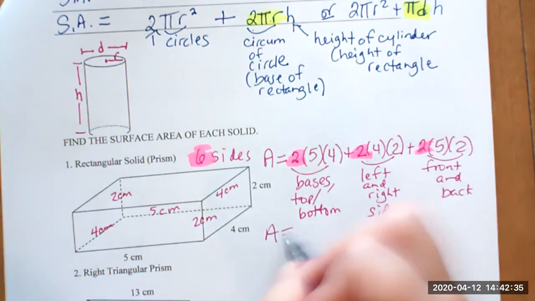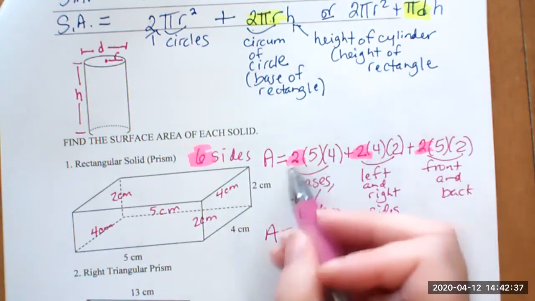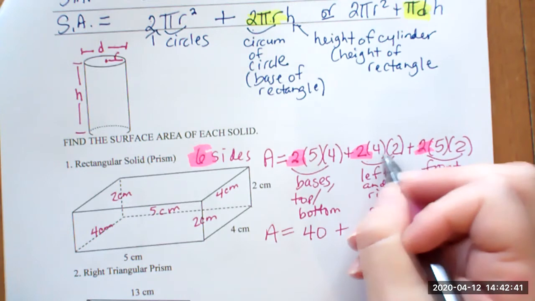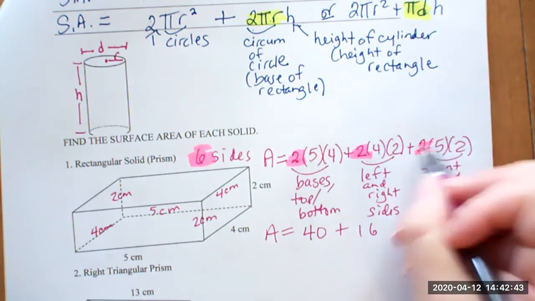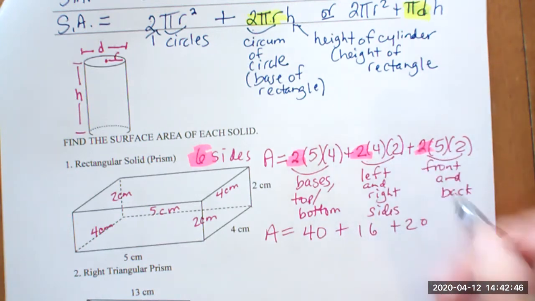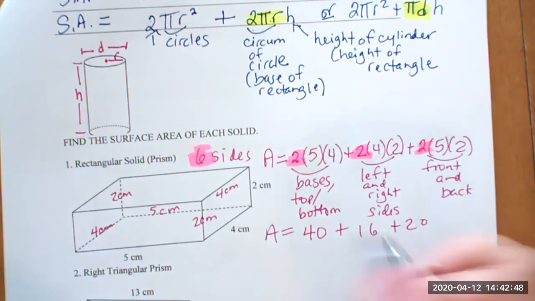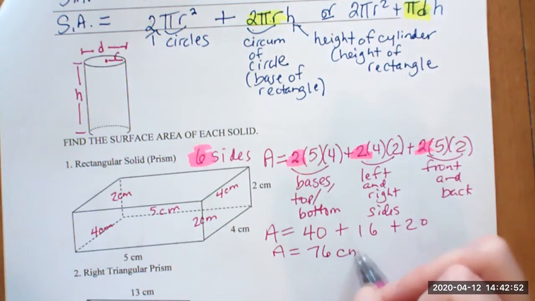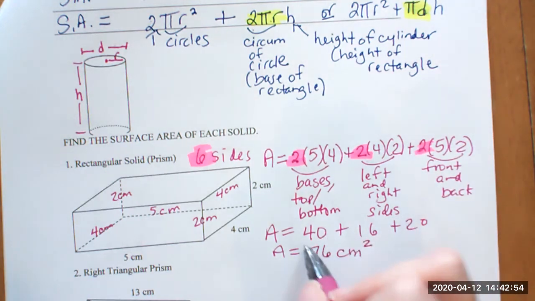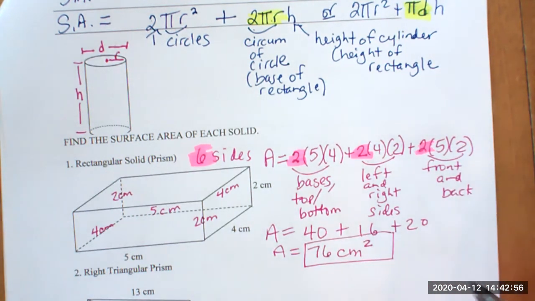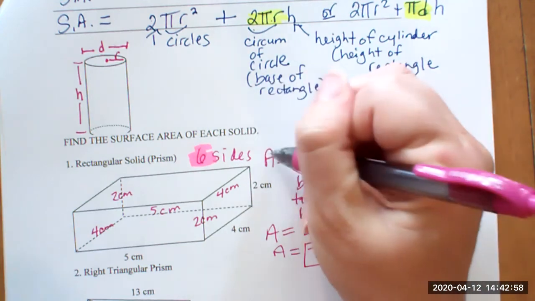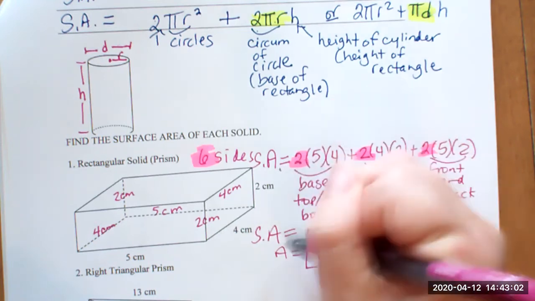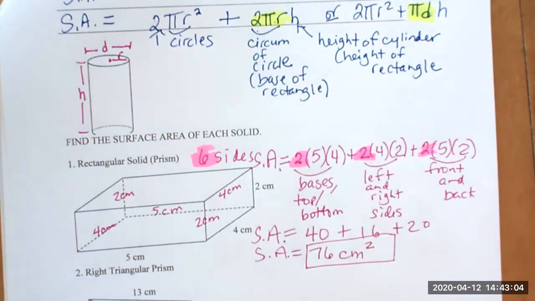Okay? And so if we calculate all of that, this 2 times 5 times 4 is 40. 8 times 2 is 16. 10 times 2 is 20. Add that all up, and you'll get 76, and make sure you put the units, please. 76 centimeters squared would be the surface area. Okay, and if you want, you can either say area or SA, just to remind you that you are calculating surface area here.